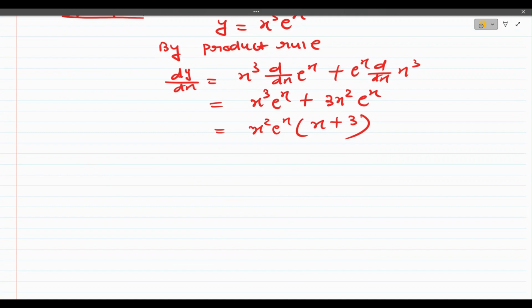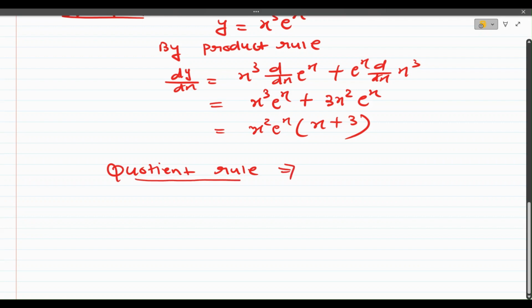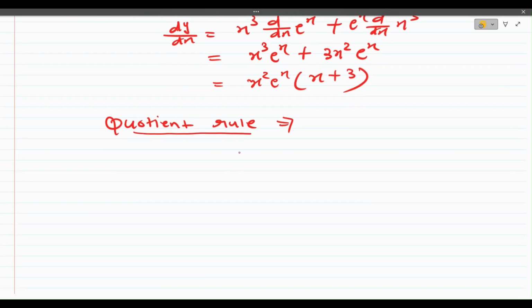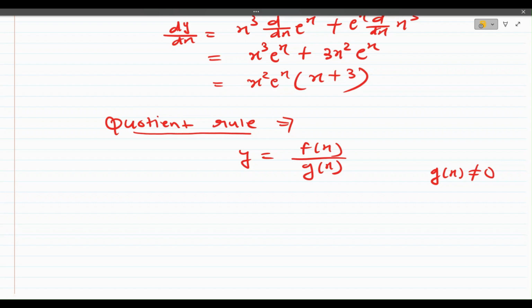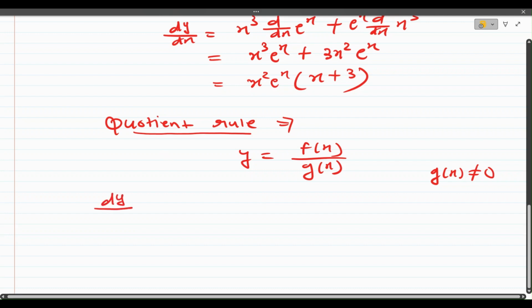And then we see the quotient rule here. When we have a function which is in terms of a quotient of two functions, y equals f of x over g of x, sometimes we also call it a rational function, and g of x shouldn't be 0. So when we have a rational function, we can differentiate this by the quotient rule.